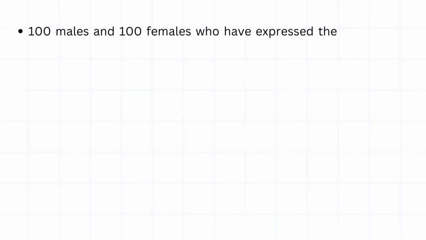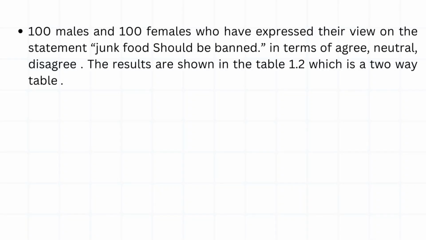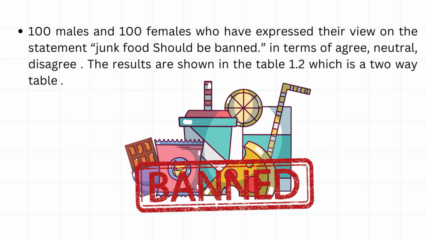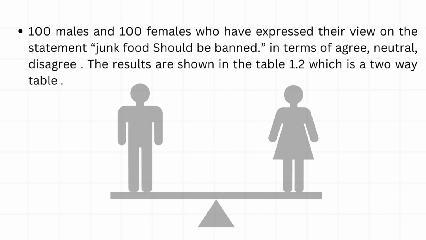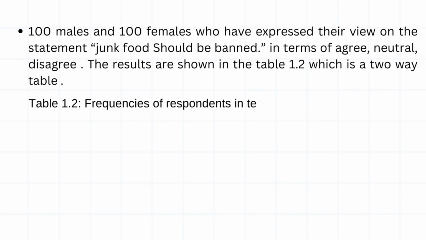So, let us first take an example. The example is 100 males and 100 females who have expressed their view on the statement. The statement is junk food should be banned, and 100 males and 100 females have expressed their views on this statement in terms of agree, neutral and disagree, and the results are shown in table number 1.2, which is a two-way table, a kind of contingency table.